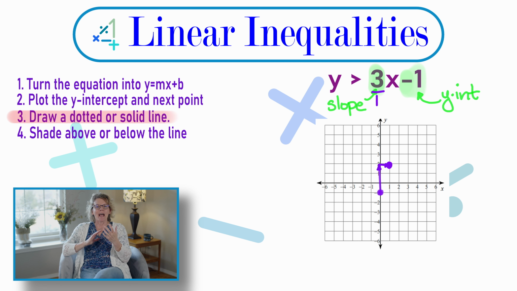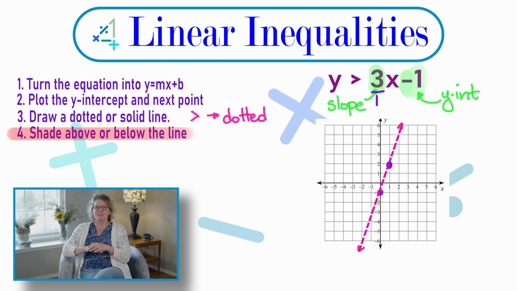Step 3, now to connect those points, I can either do a solid or a dotted line. The greater than with no line underneath says draw a dotted line, so that's what I'm gonna do. Step 4 is to shade. Fun, it's greater than, so shade the y's above the line like this. The y's go to infinity.